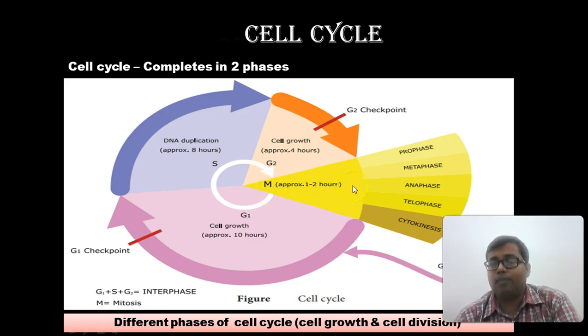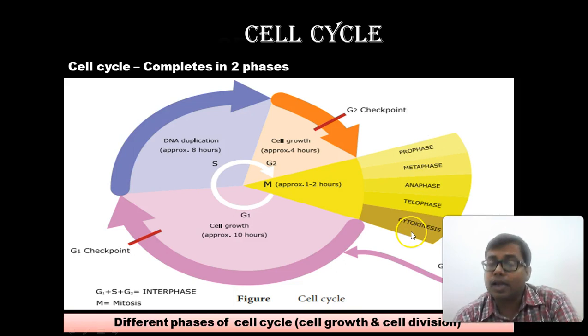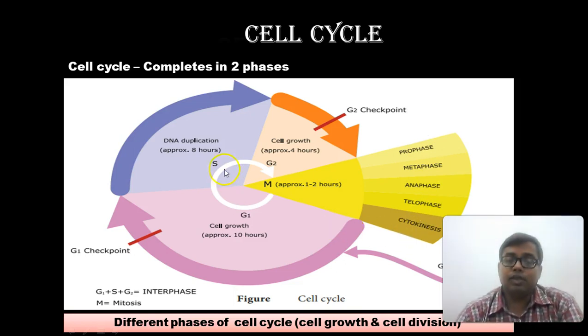So M phase is made up of different stages. These are broadly categorized into two types: first is nuclear division, that is karyokinesis, followed by cytoplasmic division, that is called cytokinesis. So these are the different phases of the cell cycle, in which way cell growth and division take place. I will discuss each and every step one by one.